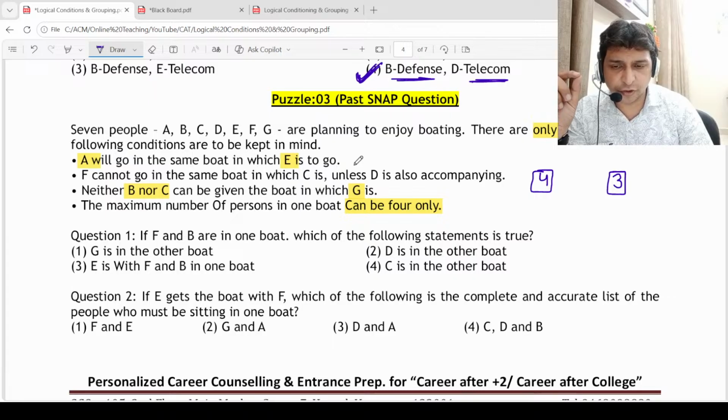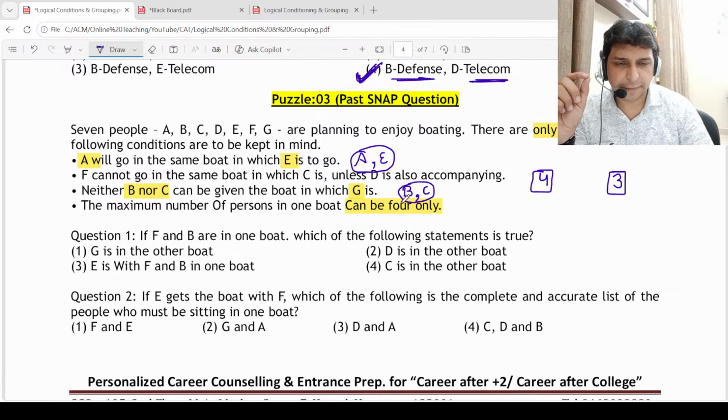So one thing we are sure about is that A and E have to be together. The other thing we are aware of is that B and C have to be together. And G will not be with them, so G is going to be in the other boat.